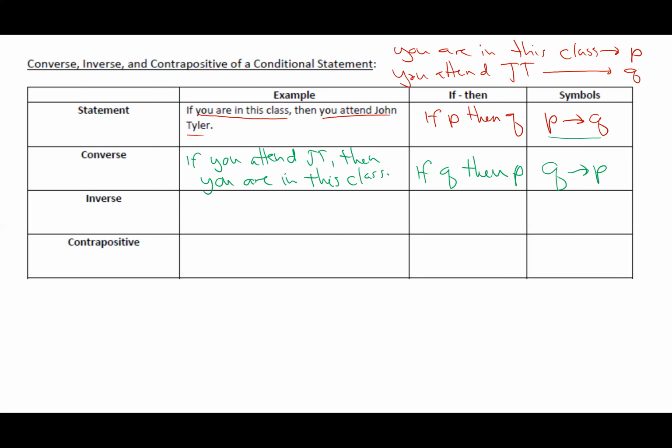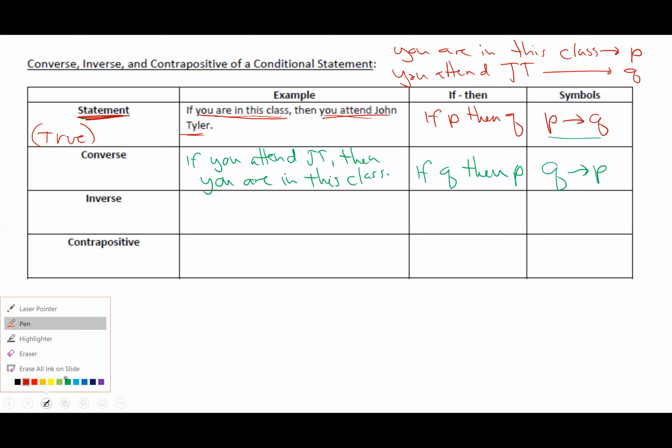Let's talk about the truth of this. Let's look at the statement. Is the original statement we have here actually true or false? If you are in this class, do you necessarily attend John Tyler? Take a second and think about that. Yes, that is true. In order to be a student in this class, you've got to be a student of John Tyler. Let's consider the converse. If I attend John Tyler, am I necessarily in this class? No. There's all kinds of other classes you could be in. You don't have to be in this class.